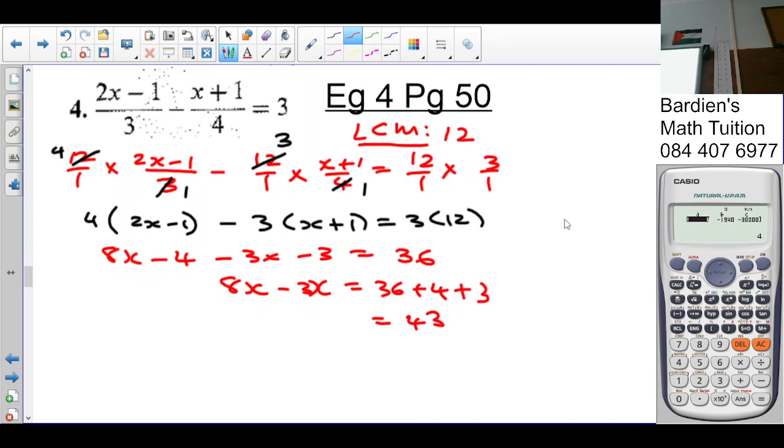What's 8x minus 3x? Now what? Divided by 5. So therefore x is equal to? Who got that right?